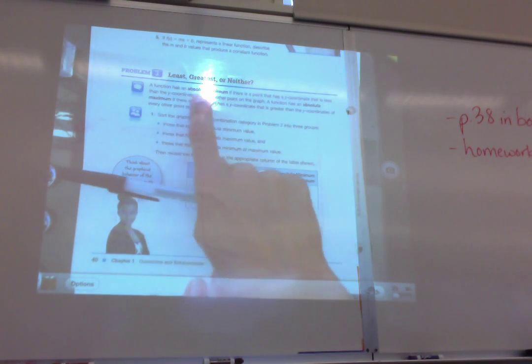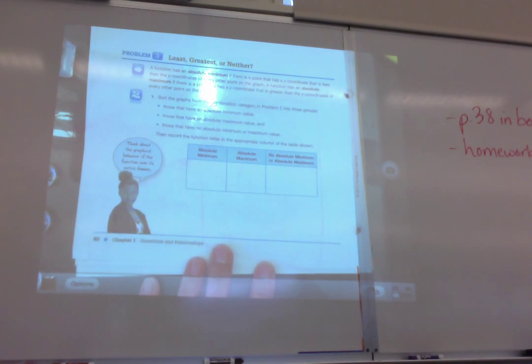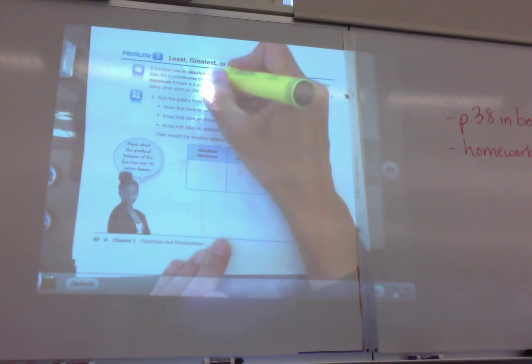A function has an absolute minimum. Somebody new to read. Molly. A function has an absolute minimum if there is a point that has a y coordinate that is less than the y coordinates of every other point in the graph. A function has an absolute maximum if there is a point that has a y coordinate that is greater than the y coordinates of every other point in the graph.